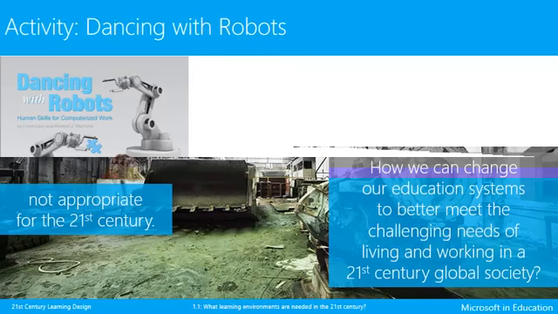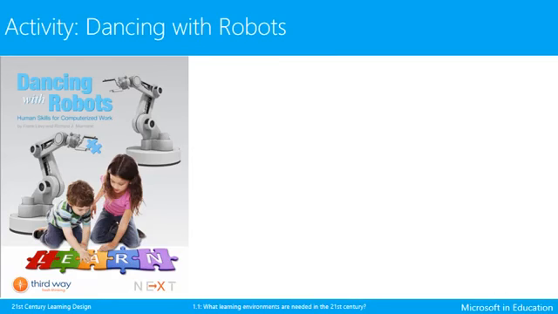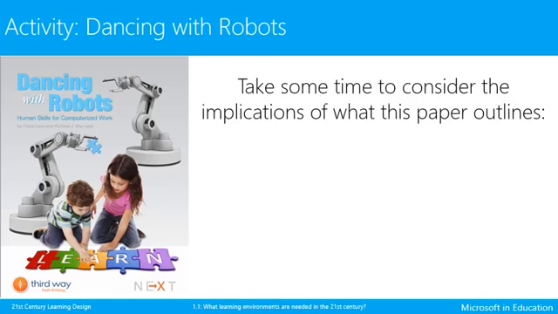In their white paper, Dancing with Robots, Human Skills for Computerized Work, Frank Levy and Richard Murnane detail the ways in which technology is transforming labour markets and outlines the skills young people will need to survive in the 21st century. You will find this paper on the 21 CLD Course OneNote. Take some time to consider the implications of what this paper outlines. How is the workplace changing in the 21st century? What are the key capabilities employers look for in today's workforce?